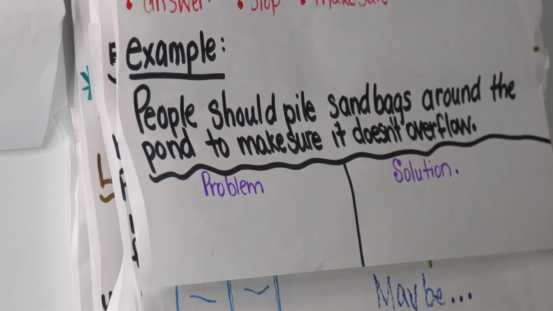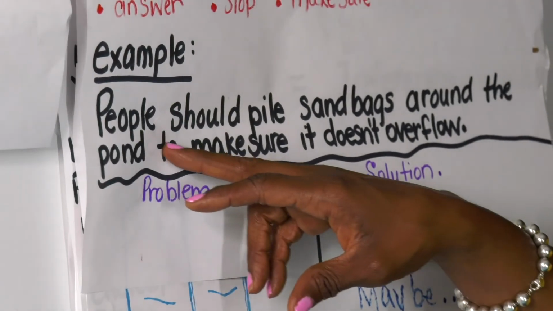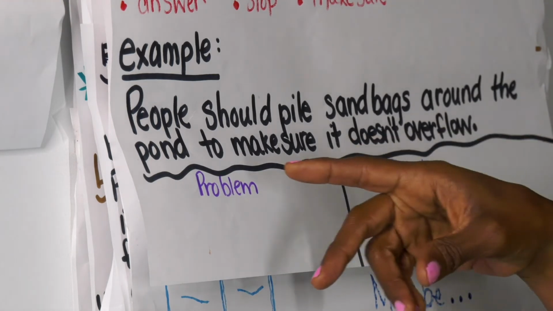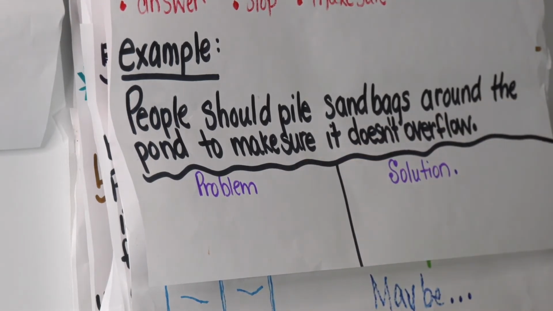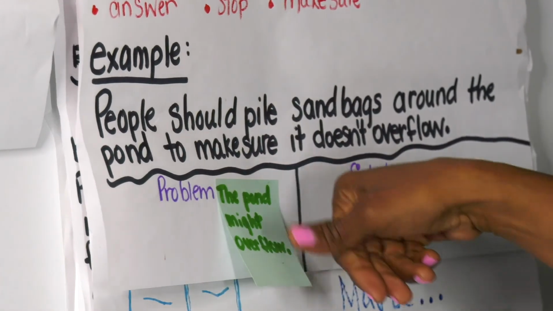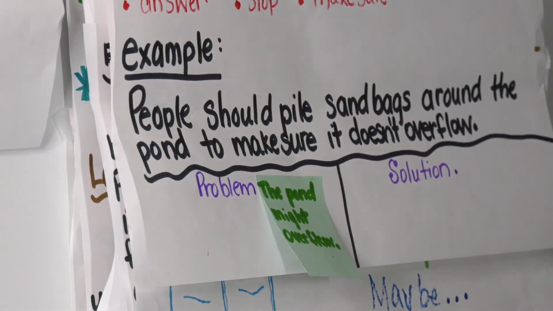Okay, I'm going to call on somebody. When I call on you, please unmute. Sarah, what did you think the problem was in here? Read it to yourself again before you answer the question. Others of you, I want you to be focusing in on that question. Circle, underline the problem, and circle the solution. Okay, Sarah, did I hear you say the pond might overflow? Very good. That is the problem or the challenge. The pond might overflow.